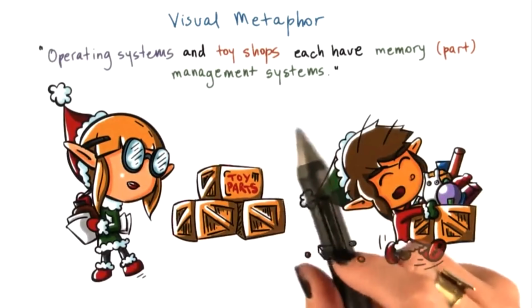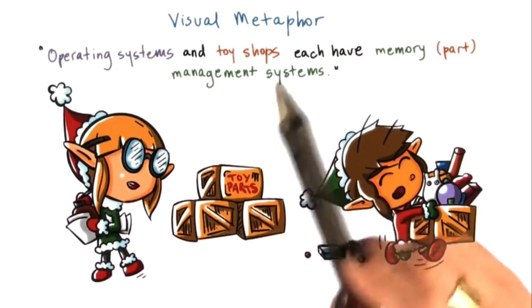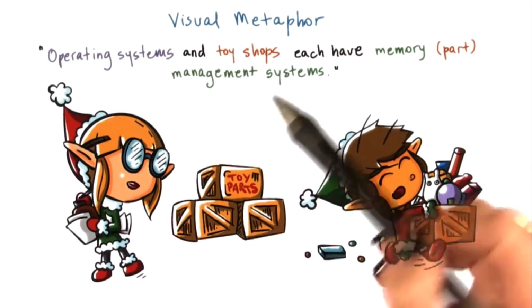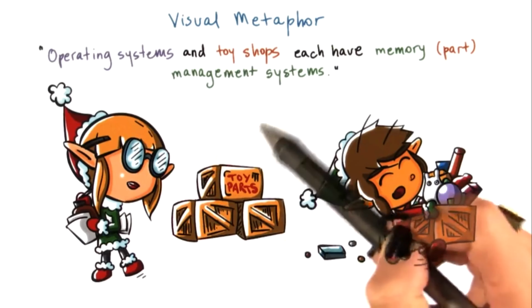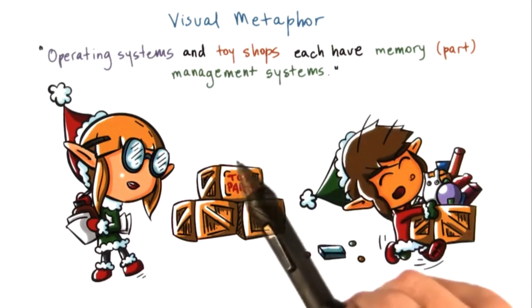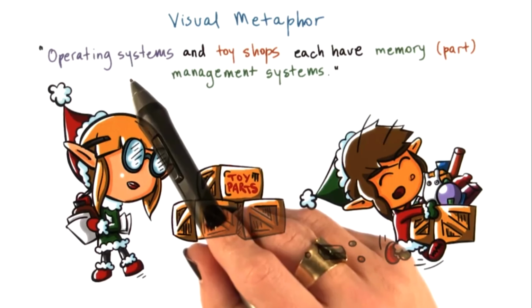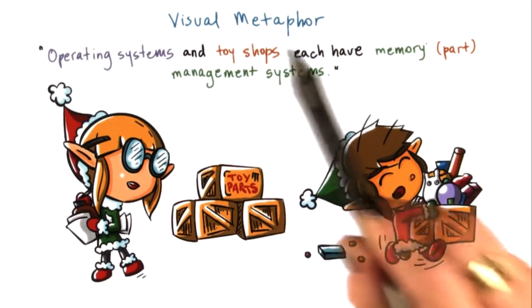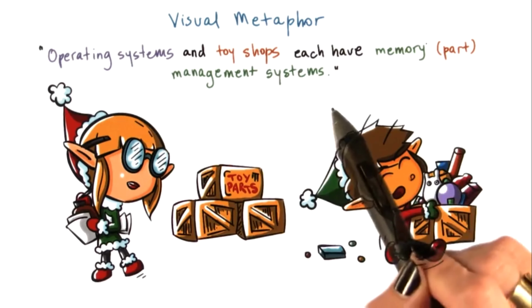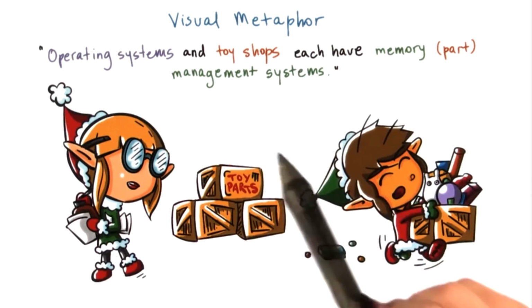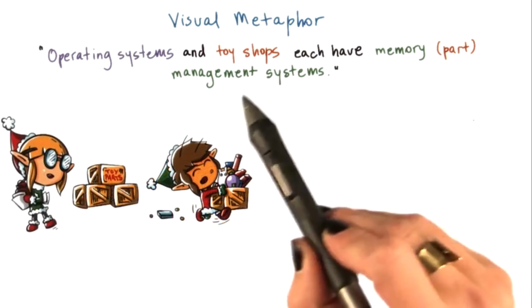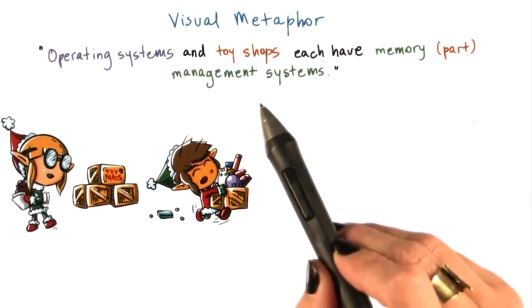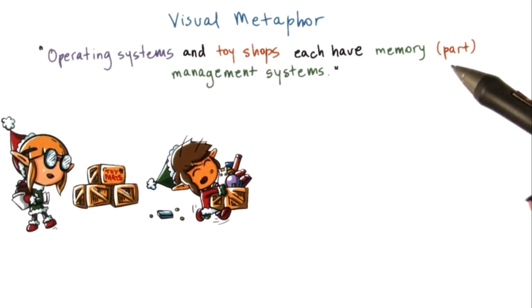Here is an idea. Operating systems and toy shops each have some sorts of mechanisms to manage the state that's required for their processing actions. In the case of the operating systems, the state is captured in the system memory. In the case of the toy shops, the state is captured in the various parts that are needed for the toy production process. Beginning with the toy shop, here are a few elements required for its part management system.